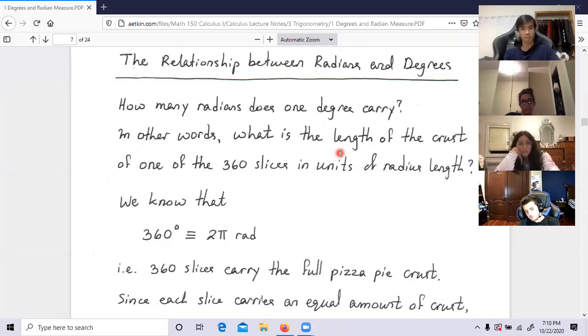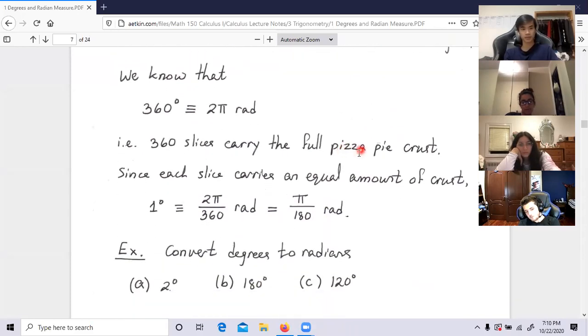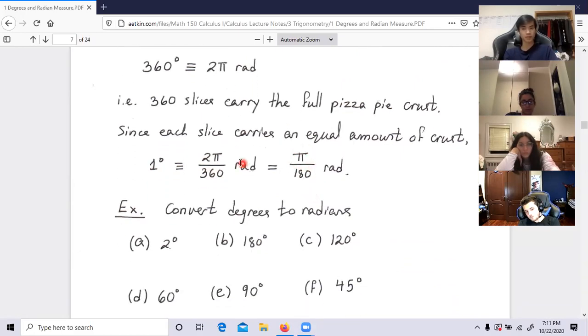Pizza slices are bringing crust to the party. Yes? So 1 degree is the same as 2 pi divided by 360, right? Because the full crust of 2 pi must be divided so that each slice is carrying the same amount. So by 360, if I simplify it, it's pi over 180. Yes? Pi over 180 is how much each Babylonian slice is bringing. That's how many radians it brings, okay?